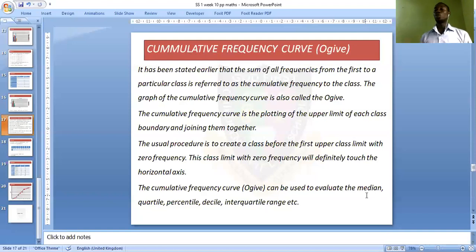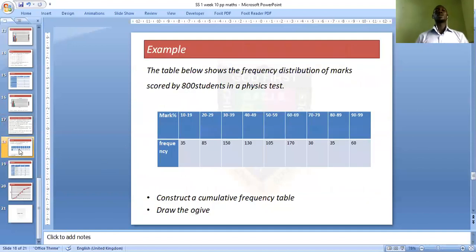That's what they said, drawing inferences from the curve. When I teach you that, we will come back to it and show you how to draw inference. Look at this example. This table below shows the frequency distribution of marks scored by 800 students. Total frequency is 800 students in the physics test.